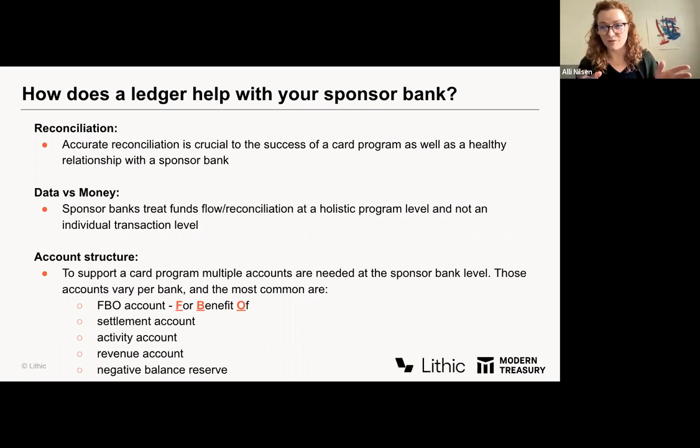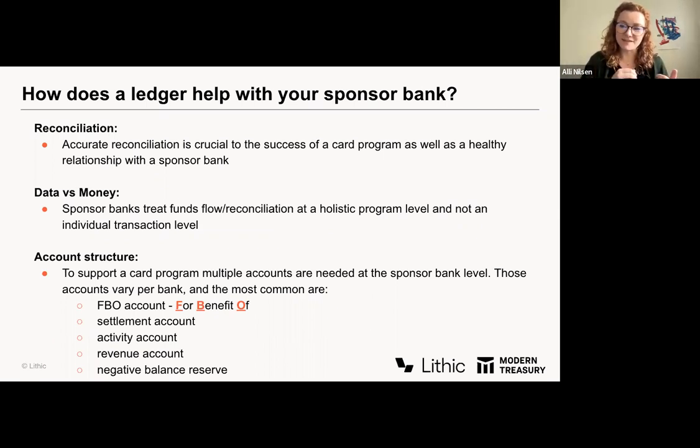I'm more than happy to answer questions tied to this, but let's talk about it. So at your sponsor bank, you've gone through the process of deciding you want to open a card program. You're going to work with a ledgering company or build your own. And now you need to pull it all together to know where money needs to be at the right time.